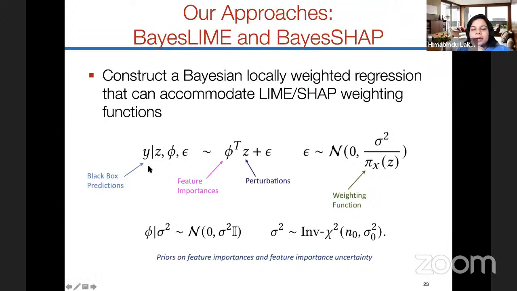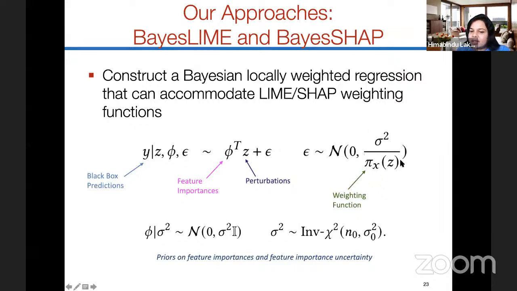So the prediction of that particular perturbation Z is basically Y, and Y is modeled as this kind of a function: phi transpose Z plus epsilon, phi being this vector of feature importances that we need to estimate, and Z being the perturbation itself, right? And this epsilon is basically allowing us to have a margin of error between what phi transpose Z is capturing and what a prediction of a particular perturbation could be. Okay, so epsilon is modeled this way, like a Gaussian with zero mean and this variance, right?